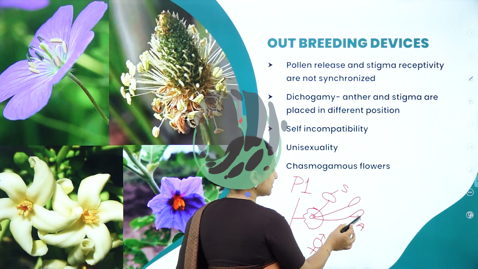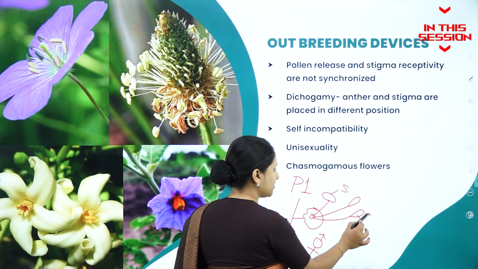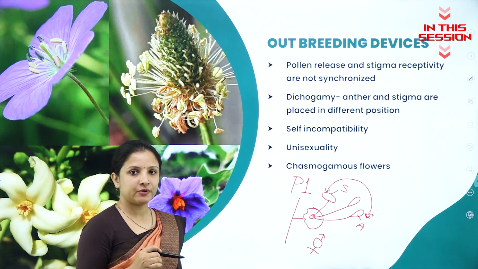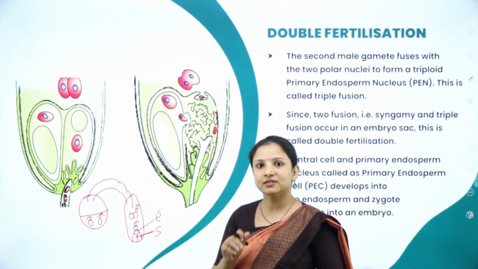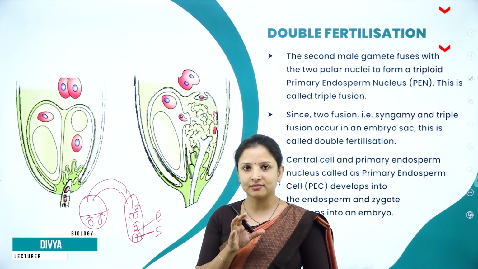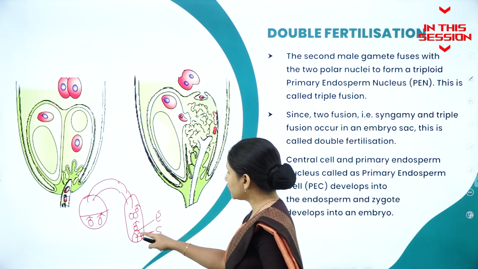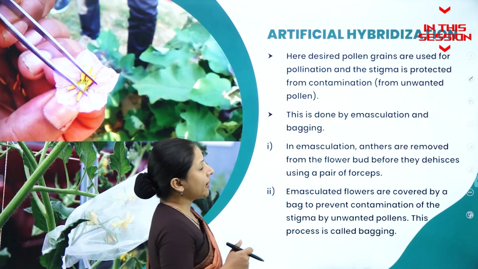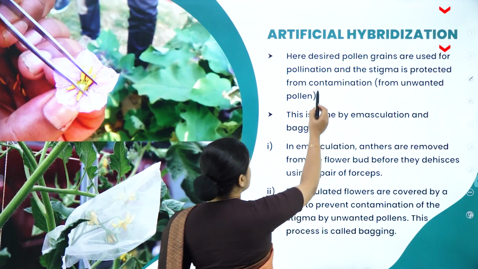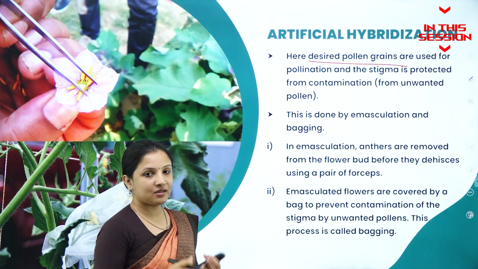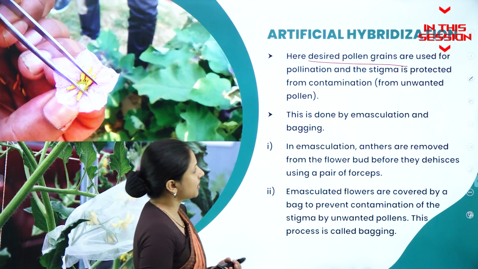As soon as this anther sheds, the pollen grain can go and fall on the stigma. Now, if that happens, what will happen? Self-pollination will occur. Where is the polar nuclei present? At the central cell. How many polar nuclei are there in the central cell? Two. So, two times fertilization will occur. By artificial hybridization, the desired pollen grains are used for pollination and the stigma is therefore protected from contamination.